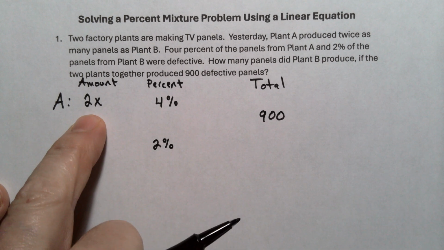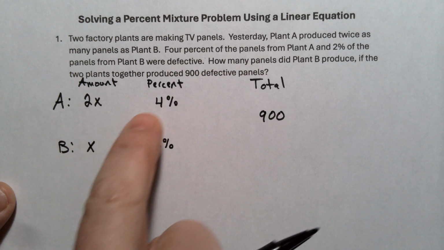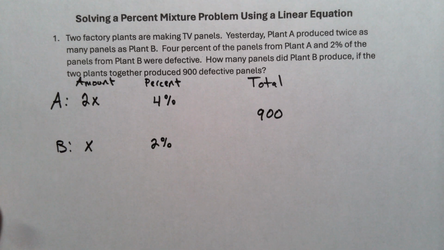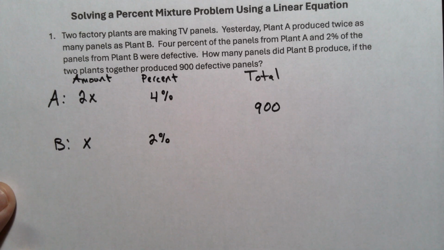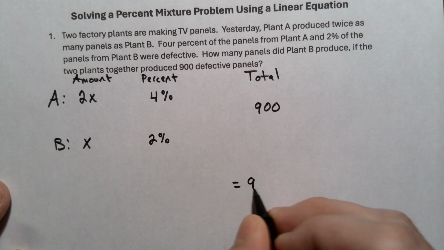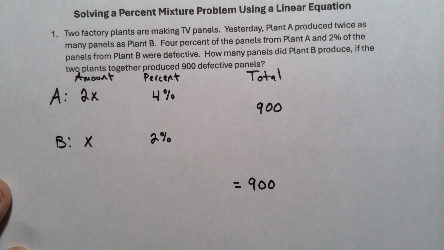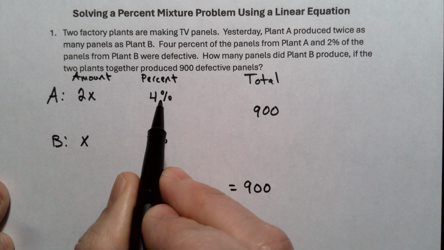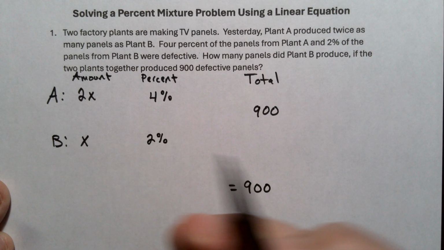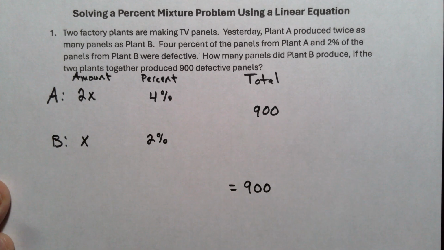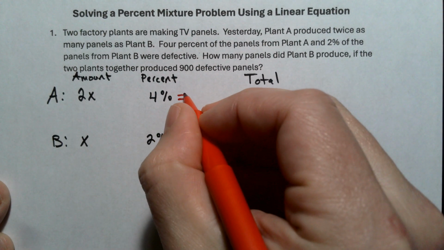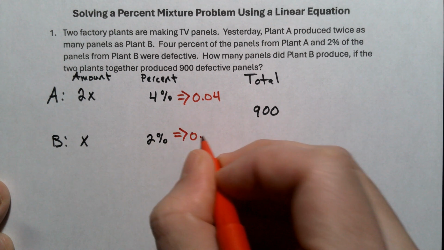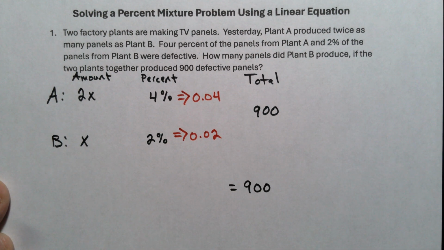So plant A produced twice as many as plant B, and it also had a higher rate of defective panels, double the rate. So how do we set this up as an equation? We know the total is 900, so I'll put equals 900 defective panels right there. For A, let's write that first. 4% of them are defective, and how many? 2x. By the way, 4% can be written as a decimal as 0.04, and 2% can be written as a decimal as 0.02.